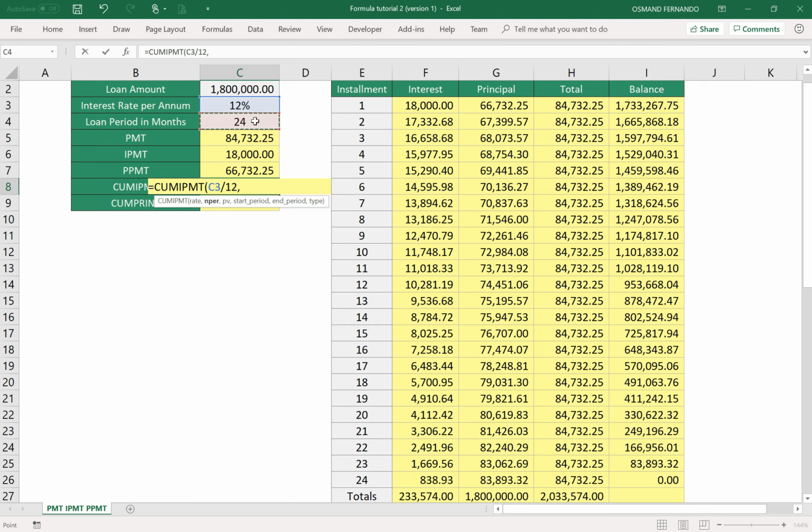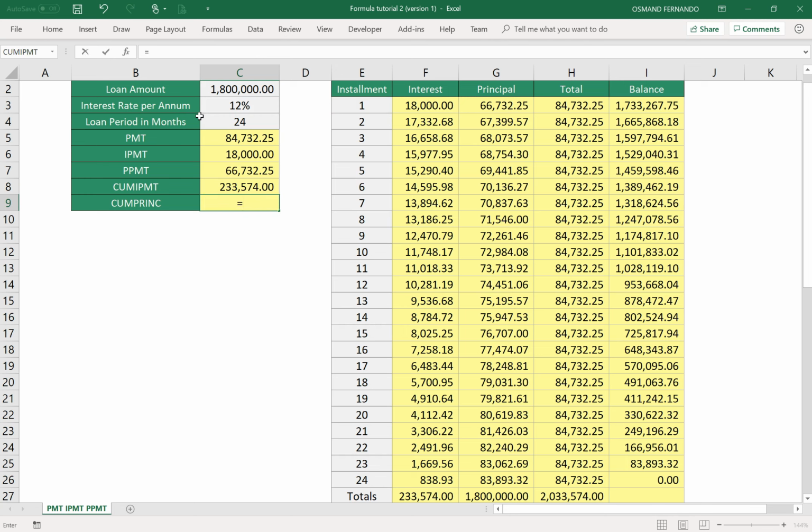comma, and then the present value of this loan 1.8 million, comma, start period is 1, comma, end period is 24, comma, and the type is 0, end of the period you are going to pay. Close parenthesis and hit enter. Now you can see it's equal with the total interest in the schedule. Make it positive by putting the minus in front of the function after the equal and hit enter.